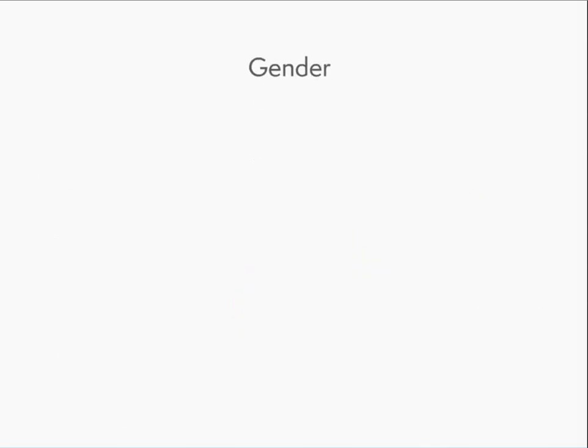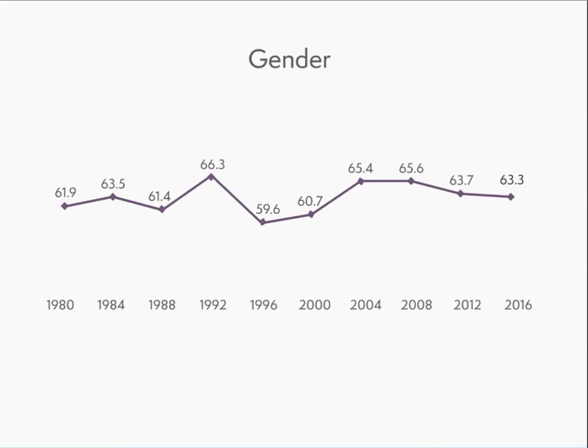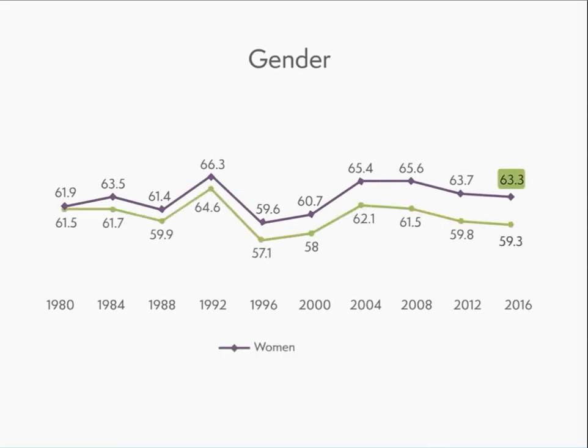Gender is another demographic characteristic that shapes voting. In the 2016 election, 63.3% of the voting eligible women voted, compared to 59.3% of voting eligible men. This gender gap, where more women than men turn out to vote, has been steadily increasing since the 1960s.